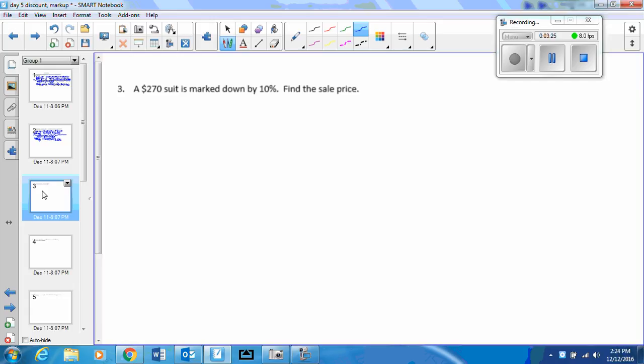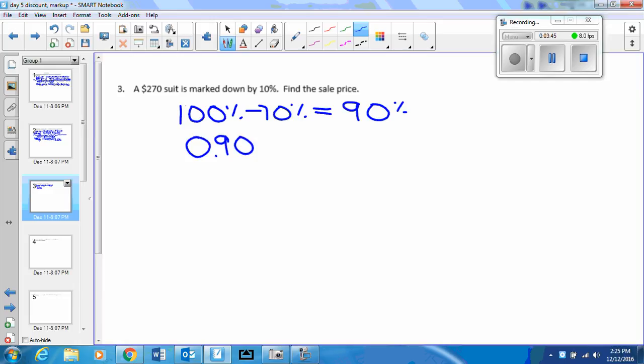Question 3. A $270 suit is marked down by 10%. Find the sale price. So now I'm just going to use the percent method. Because it's marked down, I would subtract 10% from 100% to figure out we're paying for 90% of the original price. Change 90% to a decimal, multiply that by the original price. Use my calculator to get the sale price would be $243.